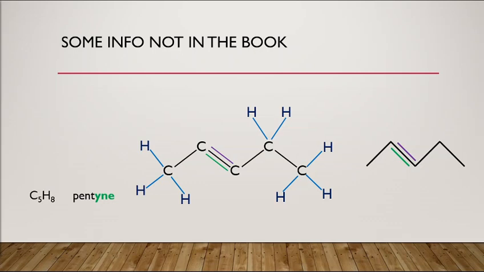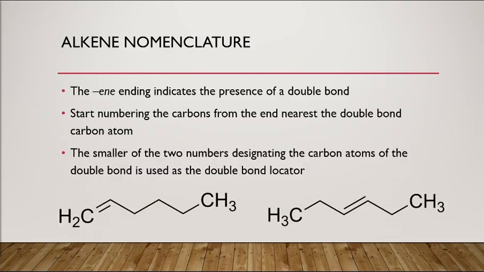Another problem comes into play whenever you start talking about multiple compounds that can technically have the same name. For example, here we are looking at hexene in both of these cases. But the problem arises that this hexene on the left has the double bond between this first carbon and that second carbon. This hexene here has the double bond between carbon number 3 and carbon number 4.